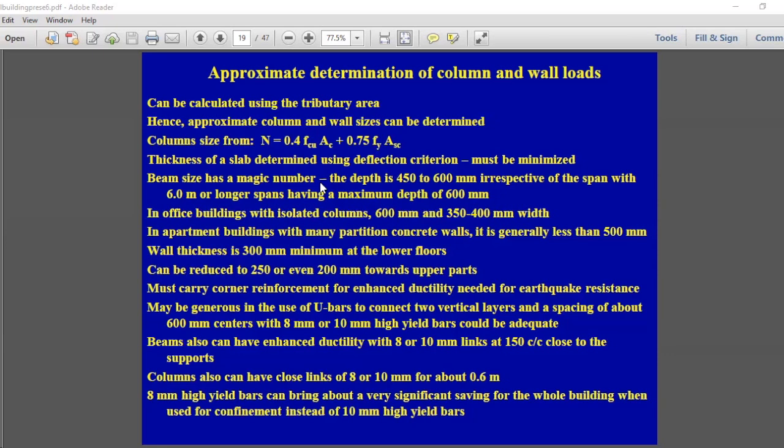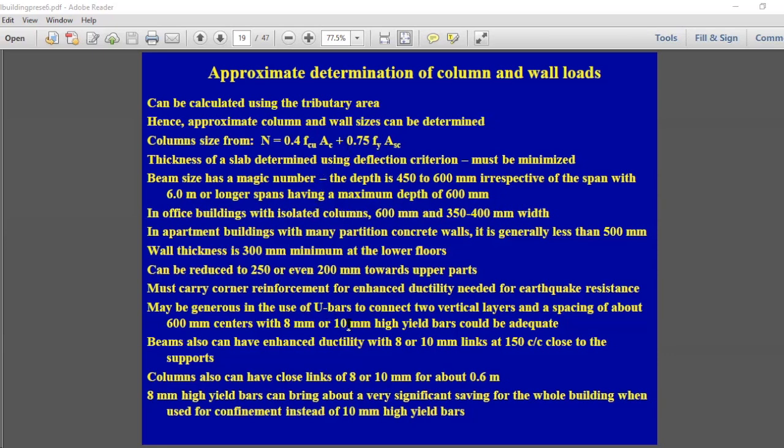And if you look at Eurocode, mild steel is not allowed, and what is allowed is only the high yield bars. But in the Sri Lankan context, you might still find mild steel has been used, but generally the 8 millimeter high yield bars would be better in columns, beams, and walls subjected to earthquake loading.